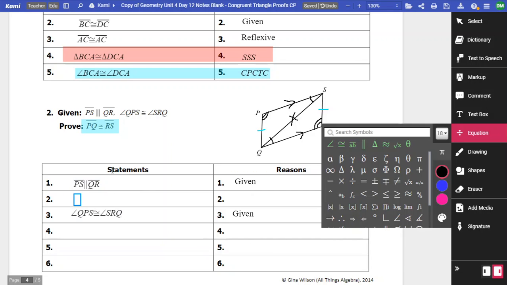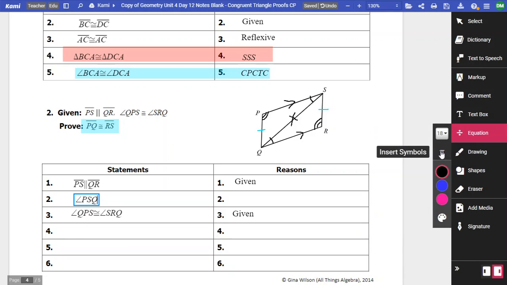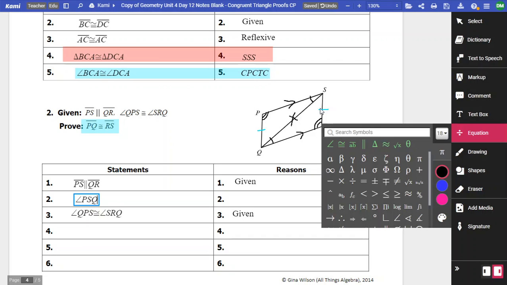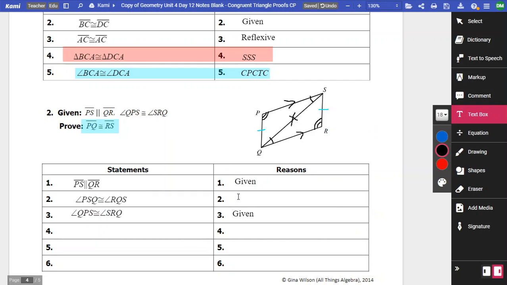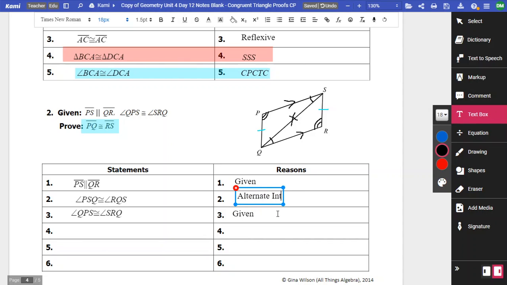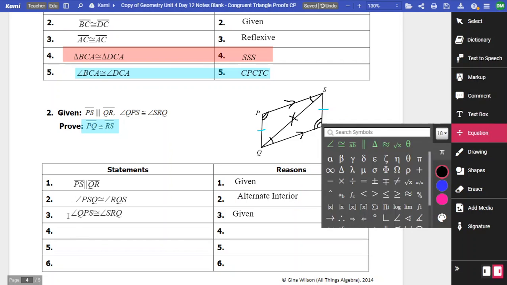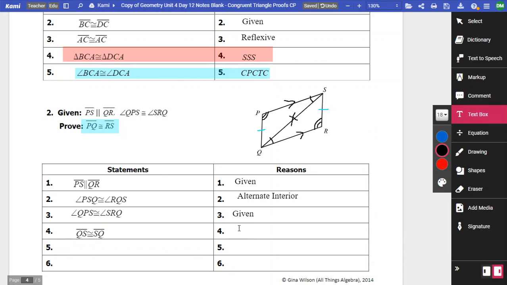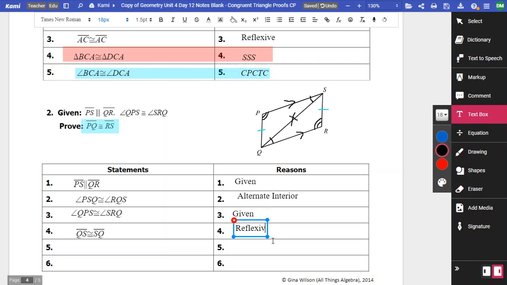All right, so with these parallel lines, we found these two alternate interior angles. They are named PSQ and RQS. And this was by alternate interior. And then we also had this reflexive segment here in the middle. So QS is congruent to, it's actually going to be congruent to SQ because there is a reflection going on here. And this is the reflexive property.